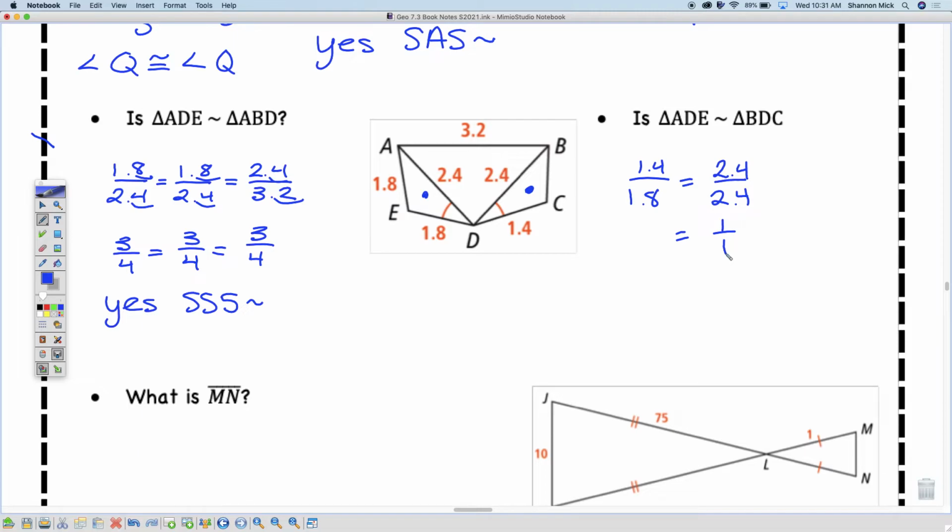Because I have 14 and 18, so what goes into 14 and 18? 2. 2, right? So I get 7 over 9. Okay, so are they similar? No. And when somebody says why, did I just show why? Yeah. My math to figure it out also showed why it wasn't, didn't it?